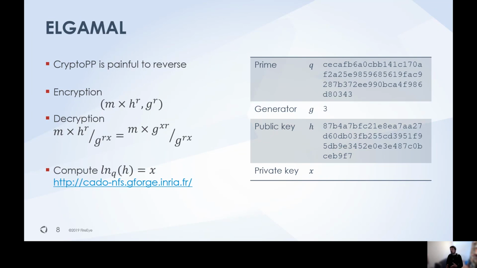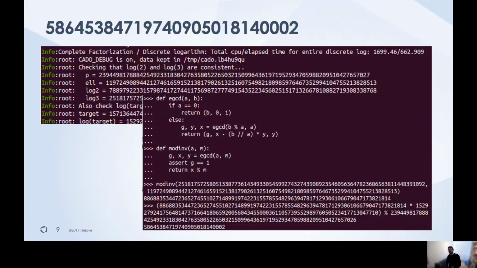Obviously, it is difficult to compute the private key from the public key because discrete logarithm is a difficult operation. However, you can notice that the public key is pretty small, and if you have the right tooling, such as KDONFS, you can actually compute the logarithm and obtain the private key. So this is what I did here. KDONFS is pretty simple to use. You use a DLP option, put in that big number, and it will compute a discrete logarithm.